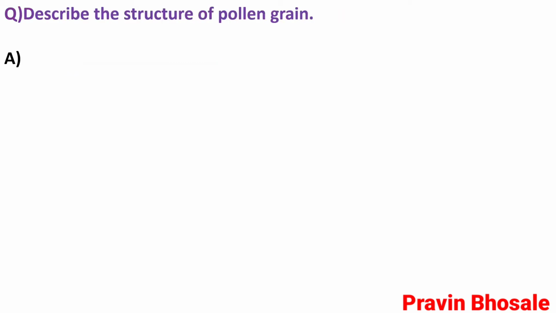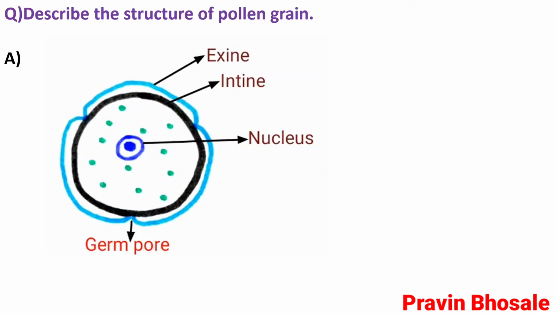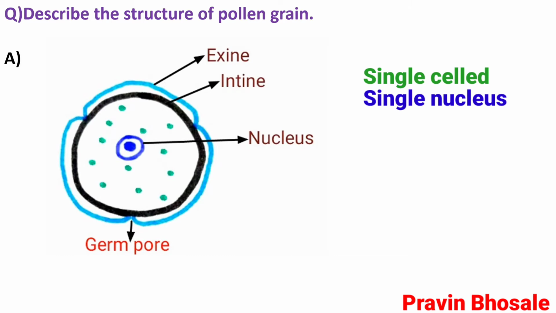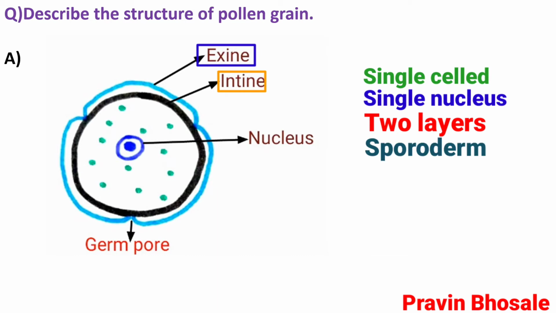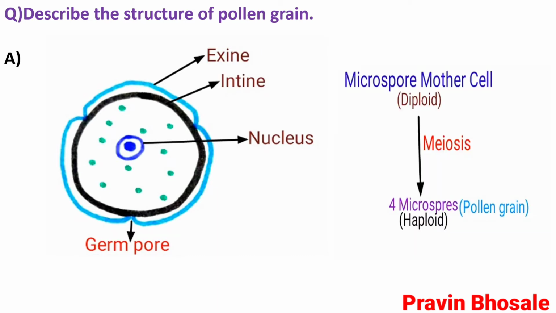Describe the structure of pollen grain. So this is the structure of pollen grain. It is single-celled, made up of a single nucleus, consists of 2 layers, outer layer called exine, inner layer called intine, exine and intine collectively called sporoderm, and this is the germ pore. When microspore mother cell undergoes meiosis, it gives rise to 4 haploid microspores, that is pollen grains.